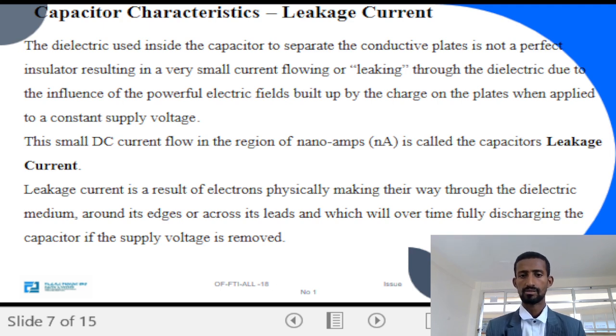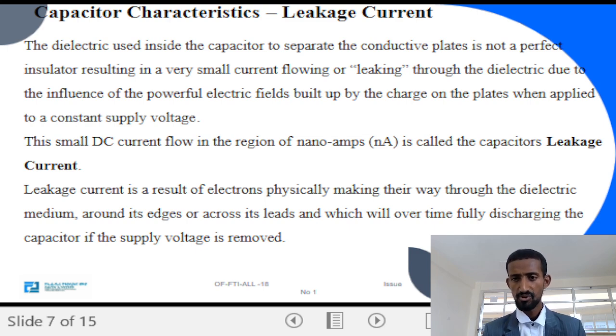How does a capacitor store energy? In the form of an electric field, yes? That means there is a charge accumulation on the two plates, either a negative or a positive charge. That charge will create an electric field, and due to that electric field, there may be a leakage current.